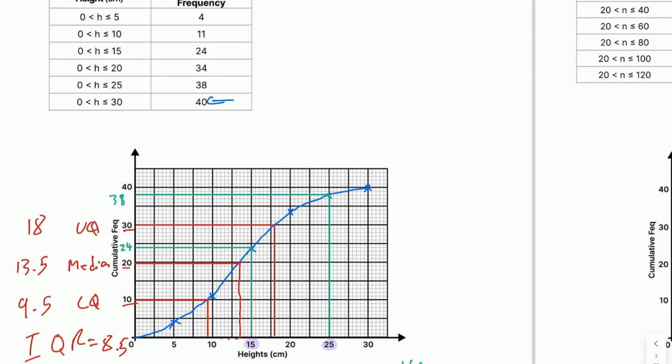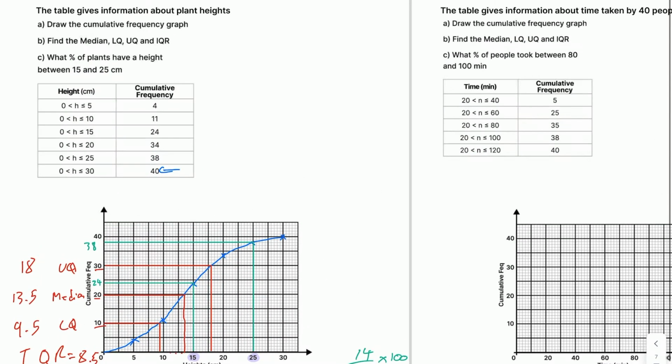And altogether, it wants a percentage. So altogether, we know there's 40 plants. So we're going to do 14 out of 40, times that by 100. And if I do that, 14 out of 40, times that by 100, I get 35. That's going to be 35% of plants have a height between 15 and 25.